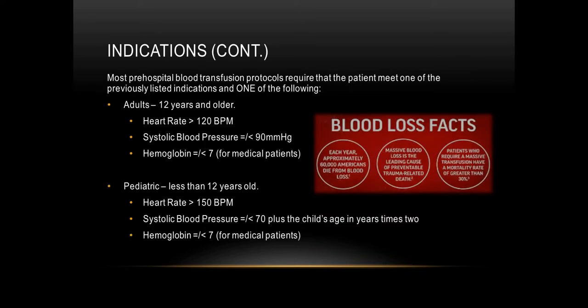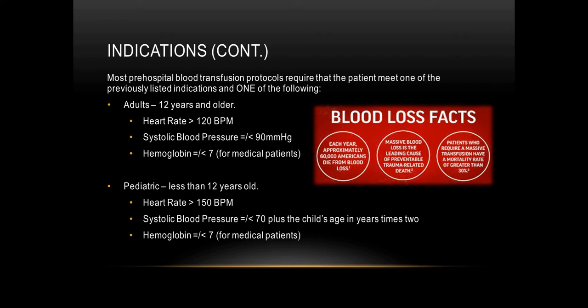So these patients, if they meet one of those categories and then they fall into one of these sections here, so if it's an adult 12 and older, we're generally looking for a heart rate greater than 120, a systolic blood pressure of less than 90. If we have the ability to check hemoglobin, we're looking for hemoglobin of less than 7. So primarily when we're looking at medical patients before administering blood products, we can look at that hemoglobin if we can assess that with an i-STAT, labs at the hospital prior to transport, something like that.